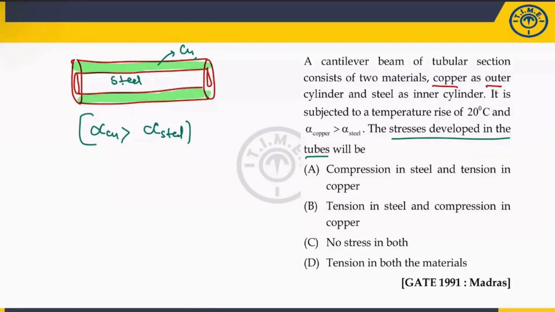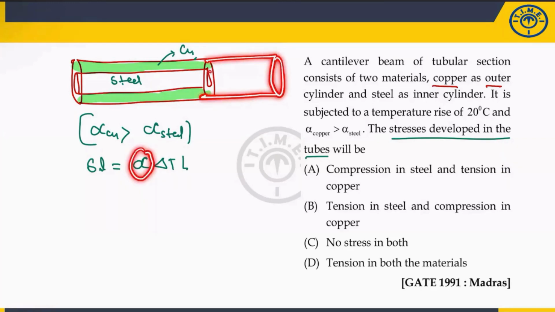So see, the alpha of copper value is more than alpha of steel. What is, first of all, the change in length? Can I write alpha delta T into L? Both having the same length. Delta T is also same. That means alpha is different. If alpha value of copper is more than the steel, what it means? It means copper will expand more. Yes or no? Are you agree? Let us suppose this copper is expanding this much, change in length of copper is this much.